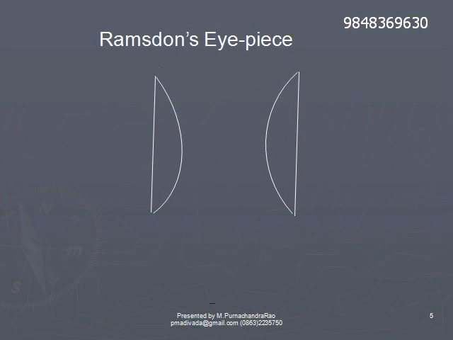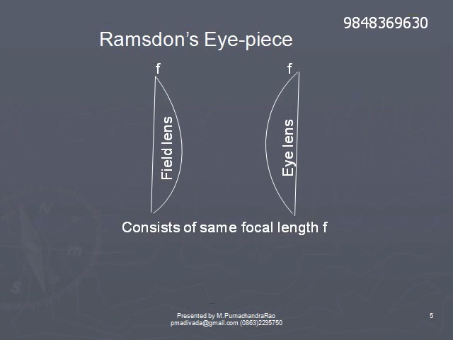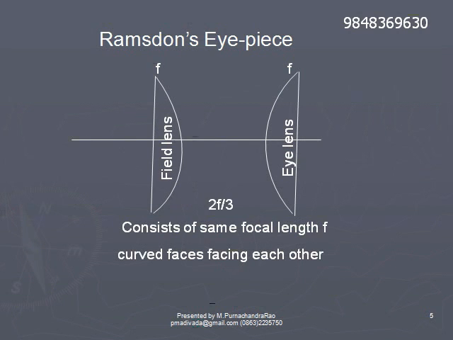Ramsden's eyepiece. There are two plano-convex lenses in a Ramsden's eyepiece. It consists of two plano-convex lenses of the same focal length f. The two lenses will be placed coaxially at a distance 2f by 3. Moreover, the curved surfaces of the two lenses face each other.